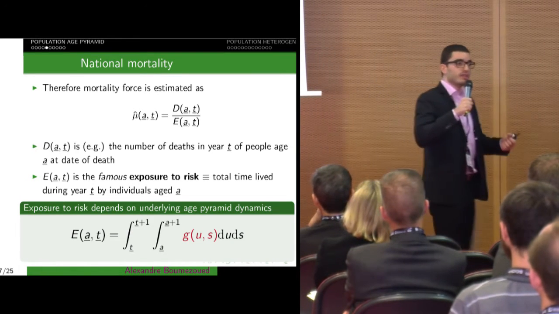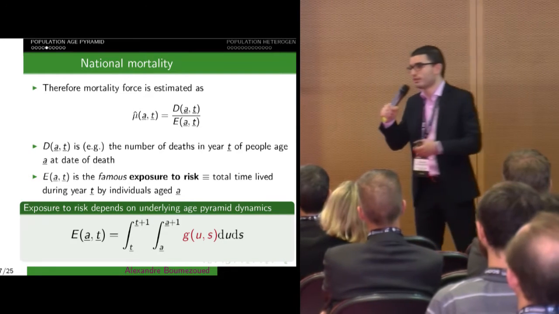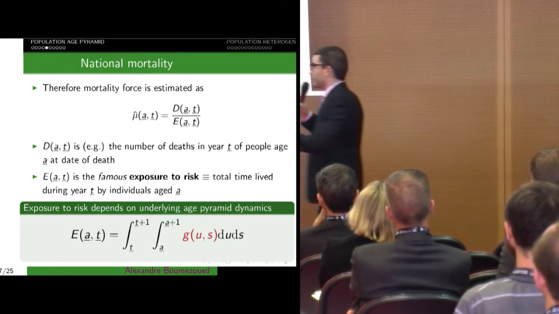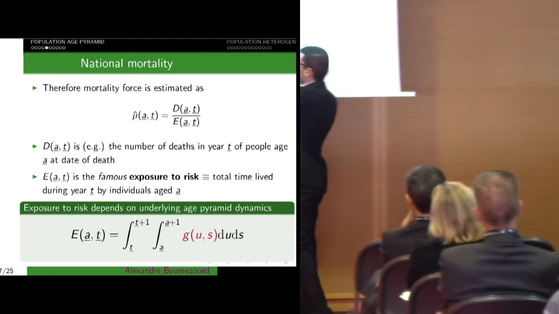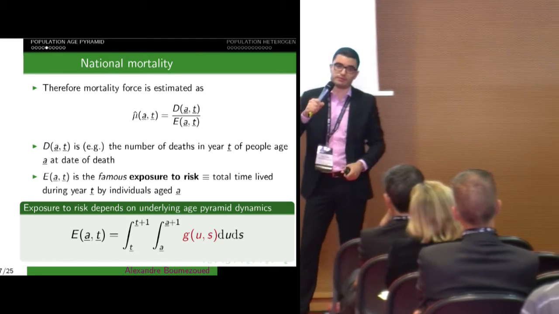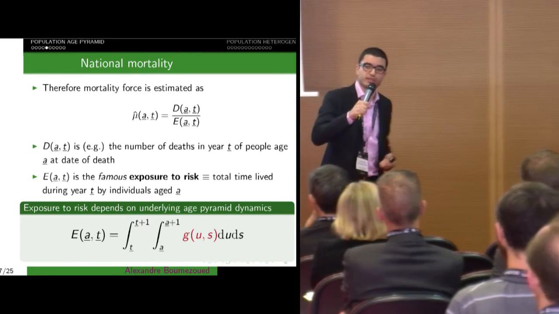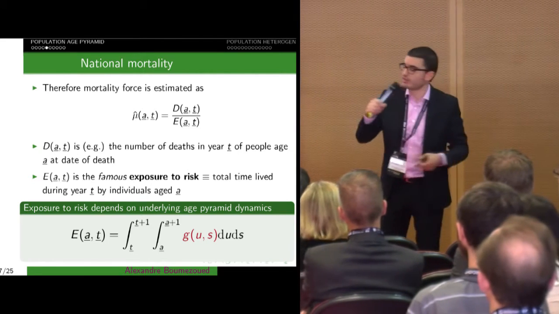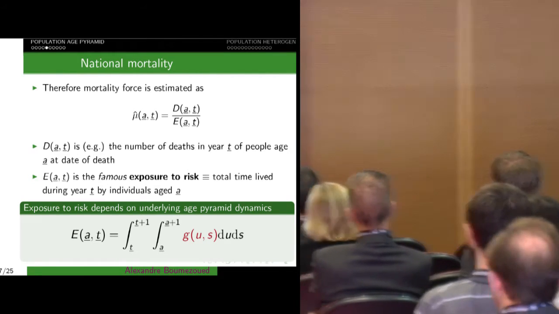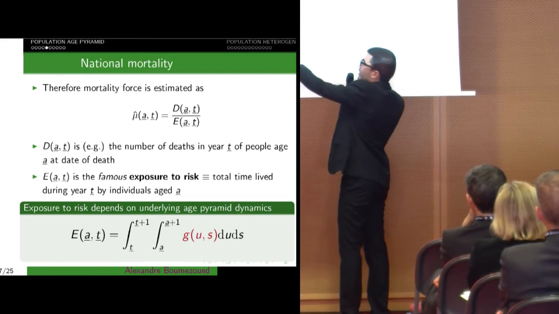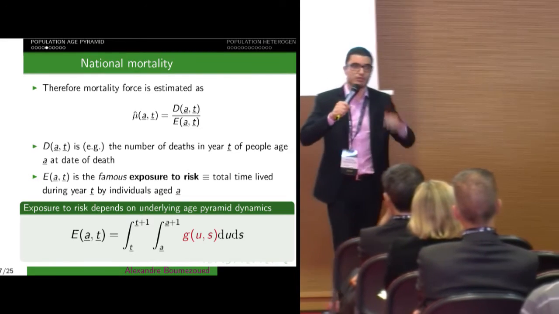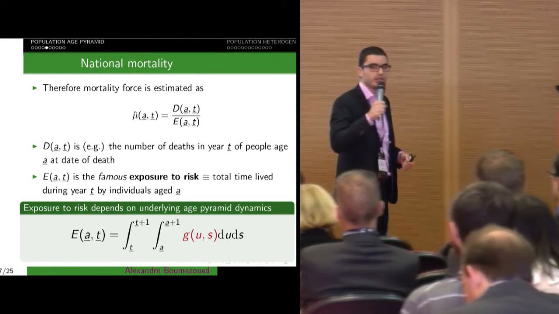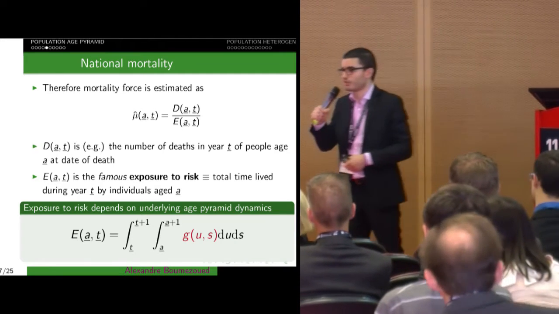If you put it in equation, you can write exactly your exposure to risk as a function of the age pyramid itself. But in practice, we don't have access to the age pyramid, and we make several approximations. For example, we forget t here, and we take u equal to t plus 1/2. That is, we take the mid-year population, and we assume this is a good approximation of the exposure to risk.